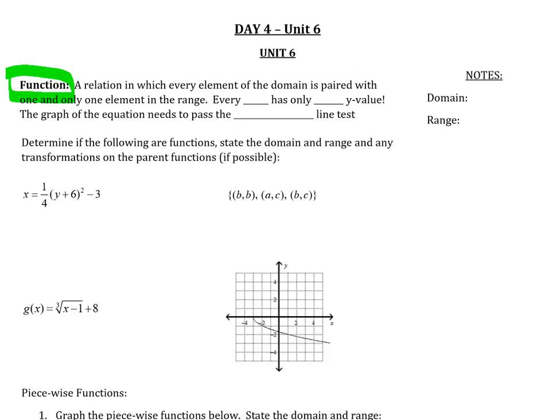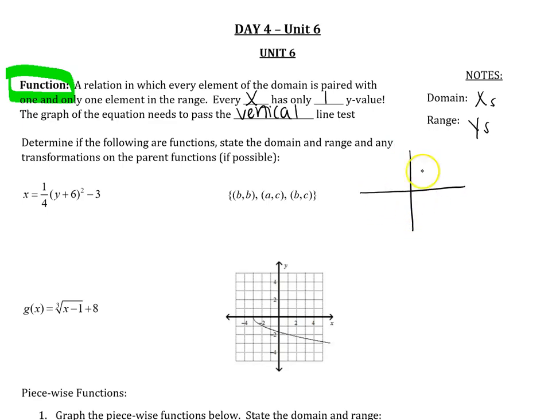So starting back from the top, a relation in which every element of the domain is paired with one and only one element of the range is the definition of a function. What this means is every x value has only one y value. Okay, so your x's aren't going to repeat. The graph of the equation needs to always pass the vertical line test. So your domain, again, is your x's, your range are your y's.